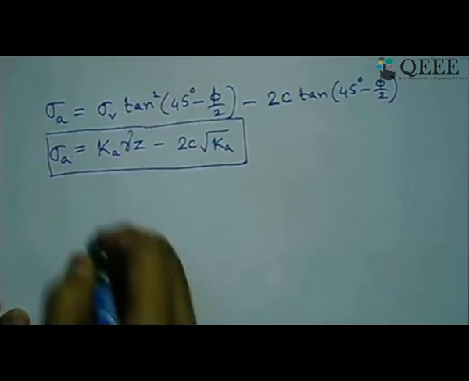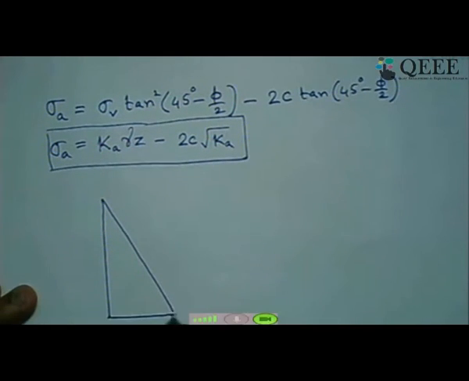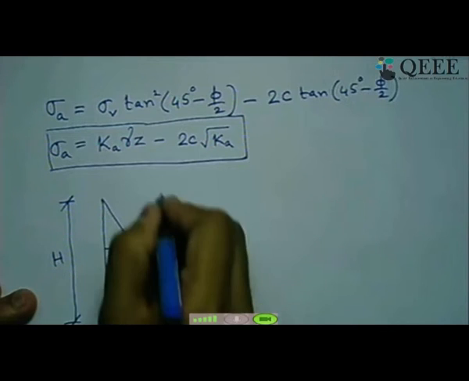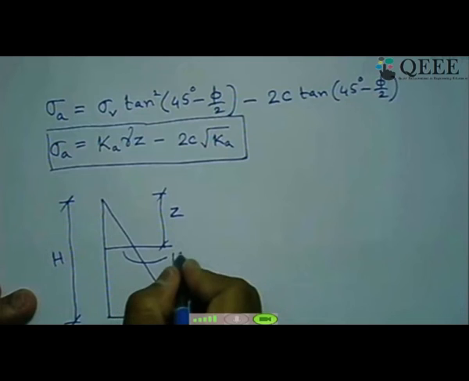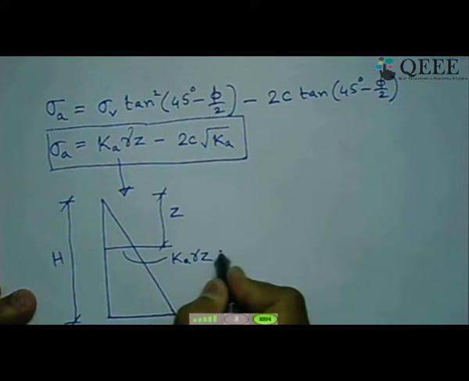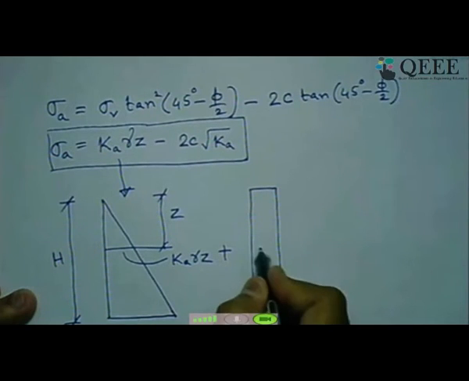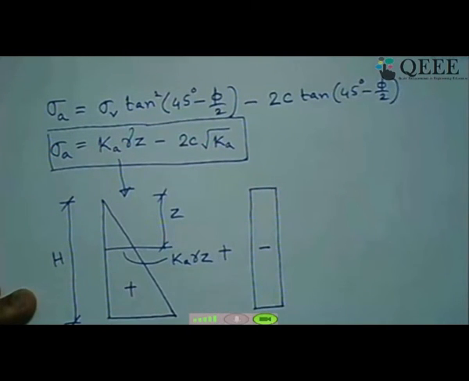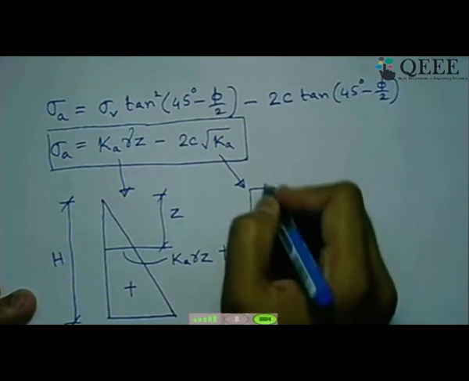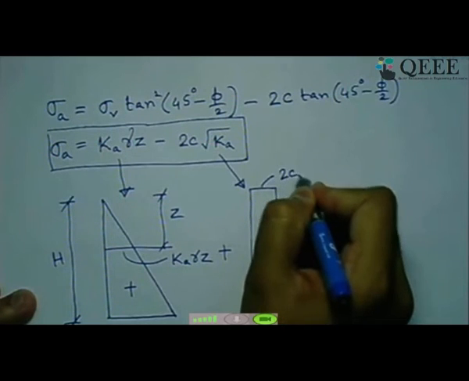If so, we can draw the distribution of this active earth pressure at any depth like this. This component is Ka gamma H if the height of the wall is H. So at any depth Z, the intensity will be Ka gamma Z. This is the component I am drawing first. Now what about this one? I have to sum it up, but as a negative. So this is positive pressure, this is negative pressure, this component, which is constant throughout. You can see this is not a variable of Z with respect to depth. So this is 2C root of Ka.